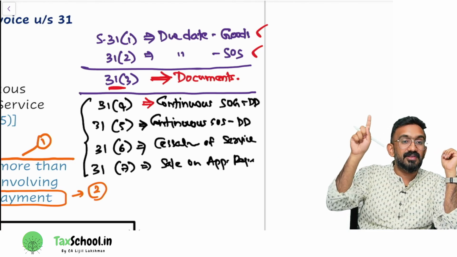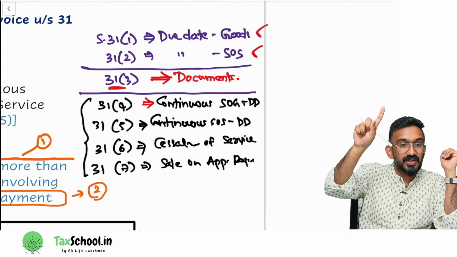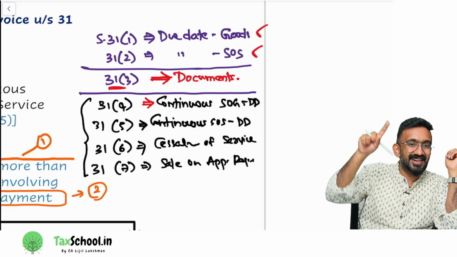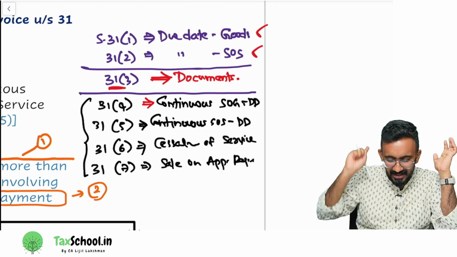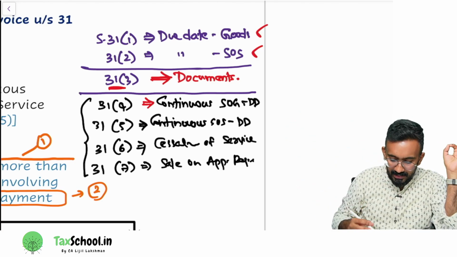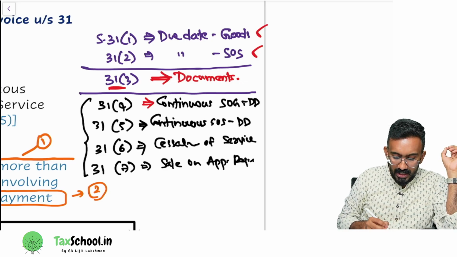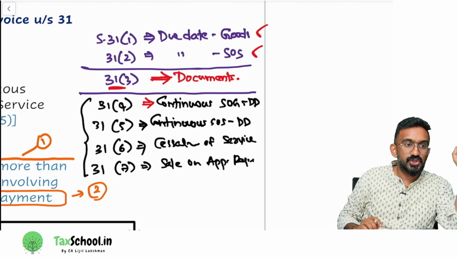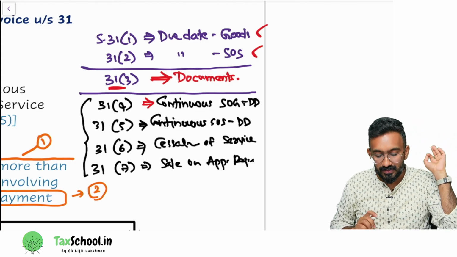These are the documents that we talked about, in case of RCM. 31.3F, invoice under RCM. 31.3G, payment voucher. That is something that we have to separately discuss in the document we have done. Then there are 4 more additional cases that we have, which is talking about continuous supply of goods.